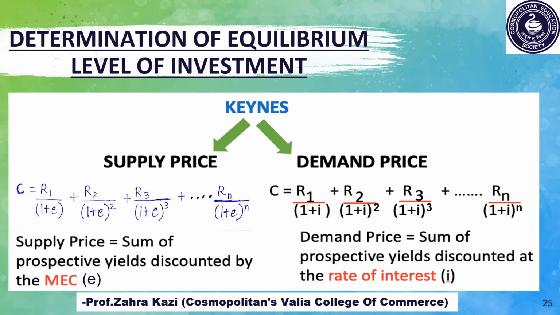Keynes has made a clear distinction between the supply price and the demand price of the capital asset. The supply price of a capital asset is equal to the sum of the expected prospective yields discounted by the MEC, which is denoted by small letter e. On the other hand, the demand price of a capital asset is equal to the sum of the expected prospective yields discounted at the current rate of interest, which is denoted by small letter i.